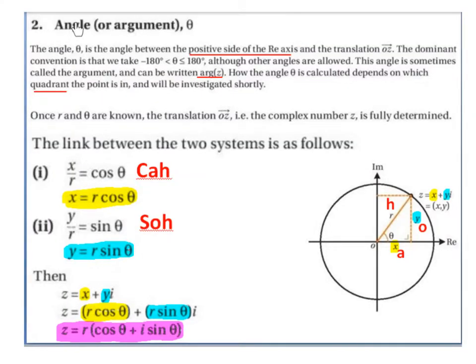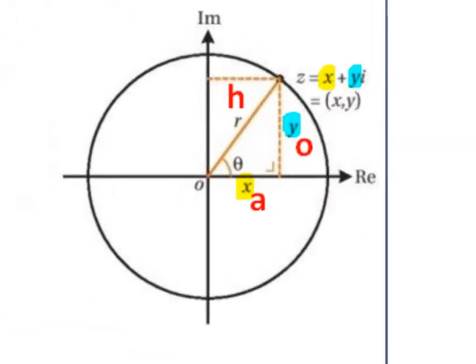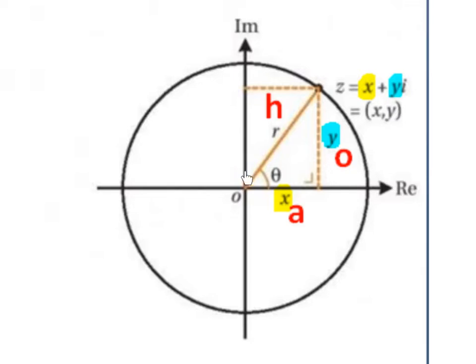The second is the angle, or the argument, theta. The angle theta is the angle between the positive side of the real axis and the translation OZ. So if we have a look at our Argand diagram, this is the real axis, this is the imaginary axis. And this is the positive part of the real axis. And this is our complex number z. So the argument of z is the angle that is formed with the positive part of the real axis and the complex number z. And we go in an anti-clockwise direction. So this angle here is the argument of z.